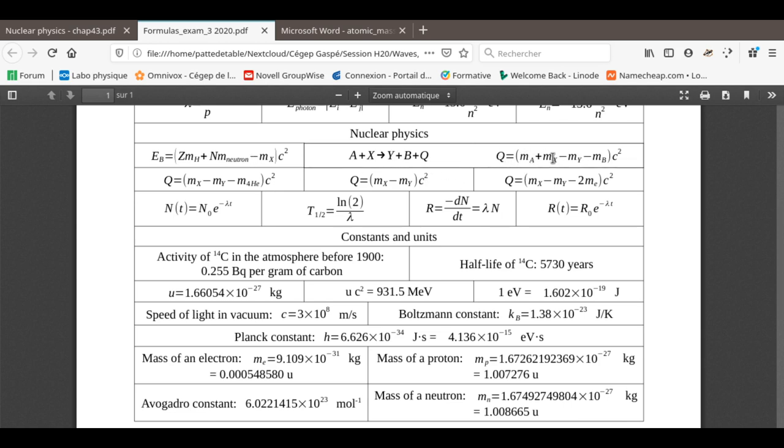So we use this principle, the mass before minus the mass after times c squared, to find different relations for alpha decay, beta minus decay, where an electron is produced by the transformation of a neutron into a proton, and here, beta plus decay, with a positron being emitted by the transformation of a proton into a neutron. Beta plus decay is also used in the PET scan, the positron emission tomography technique for imaging the interior of the body of a patient.